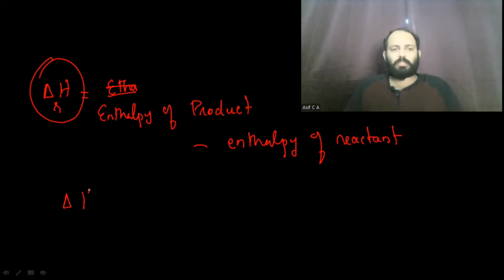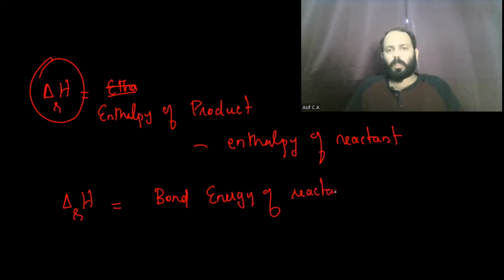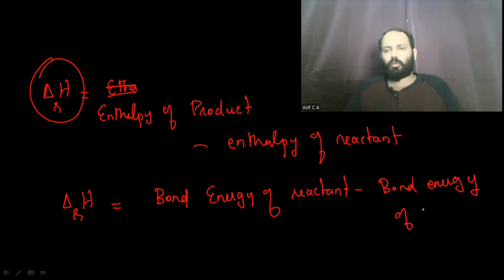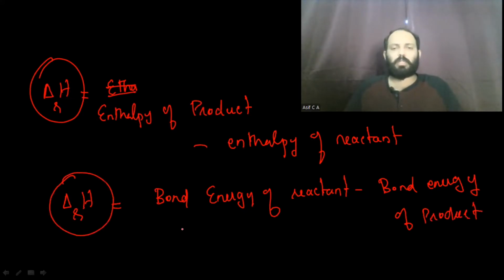Otherwise, if you have to find the enthalpy of reaction and they have given only bond energy, then it is bond energy of reactant minus bond energy of product. You can find the enthalpy of reaction in terms of bond energy of reactant minus bond energy of product. So there is Hess's law.